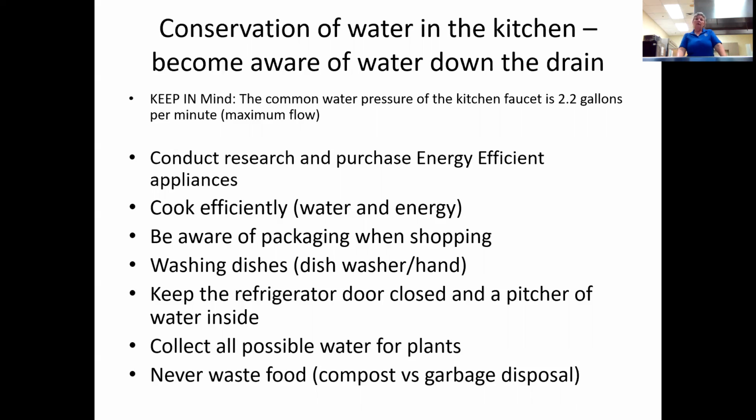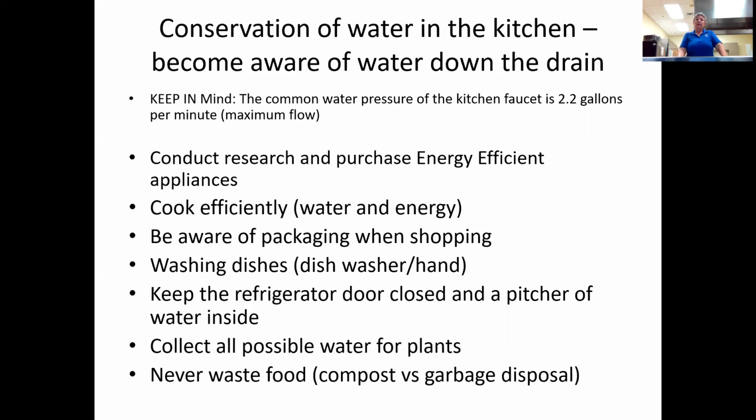So if you are in the lucky position or unlucky position of needing to purchase new appliances, look for the energy efficient ones. They consume less energy, therefore less water. And when you're cooking, you want to cook efficiently, meaning if you need to boil some water for pasta, instead of 5 gallons of water, if you possibly can, use 1 gallon and then save that water. And we'll talk about that in a minute. Be aware of packaging when you purchase your food. Remember, in the background, it took water to make that packaging. It also takes fossil fuels in the instance of plastics. So that's energy. So they're connected.